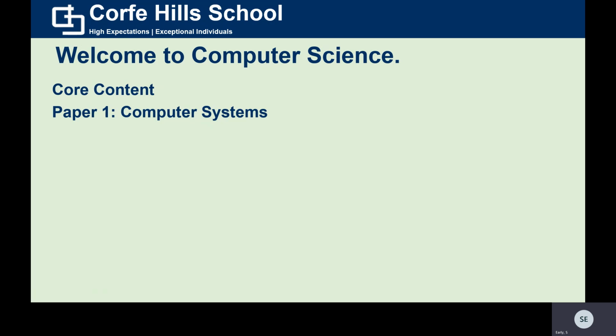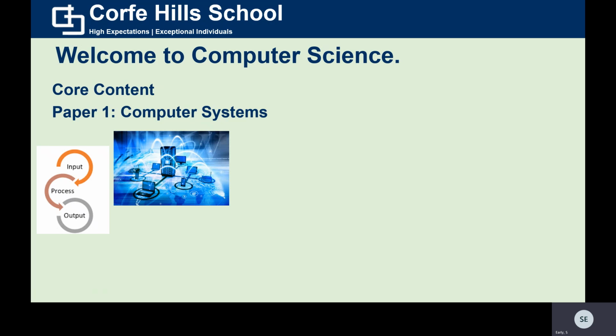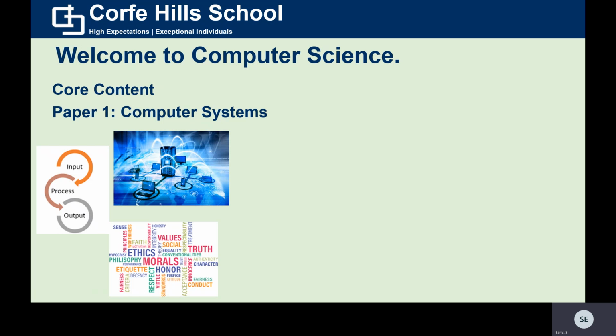So I've broken the content down into Paper 1 and Paper 2, they'll be examined at the end. Paper 1 is all about computer systems. In this we have input, process, output, the fundamentals of all computer systems. Networks, including network security, network structures, and user requirements. The ethical, legal, environmental, moral, and social issues involved with using computers.